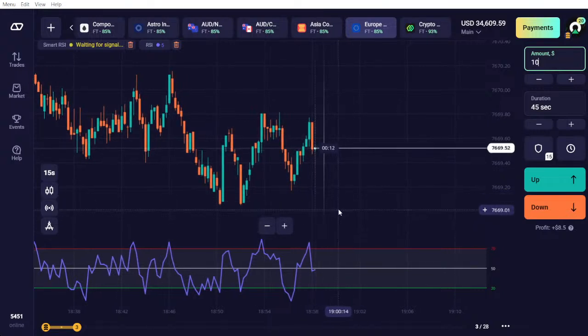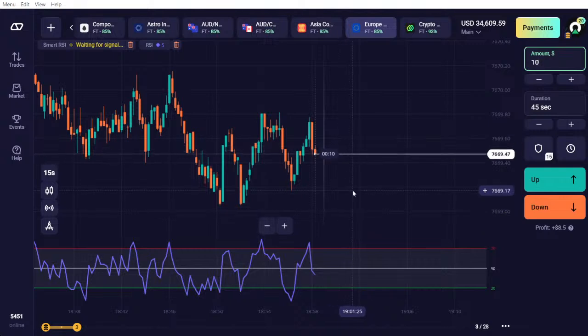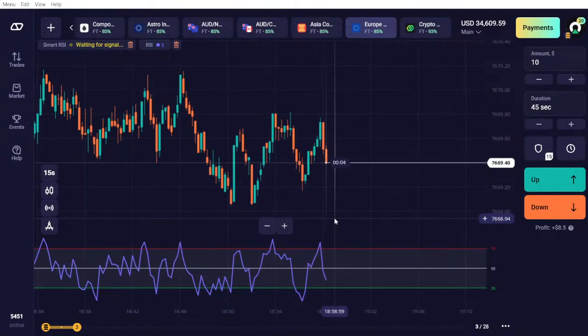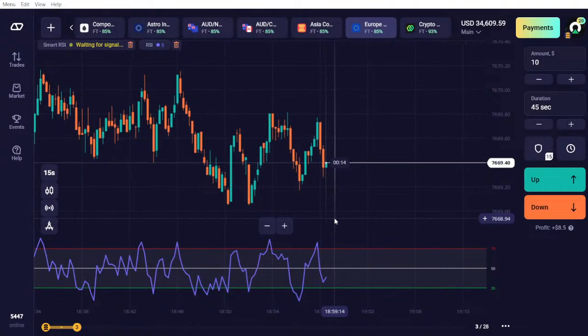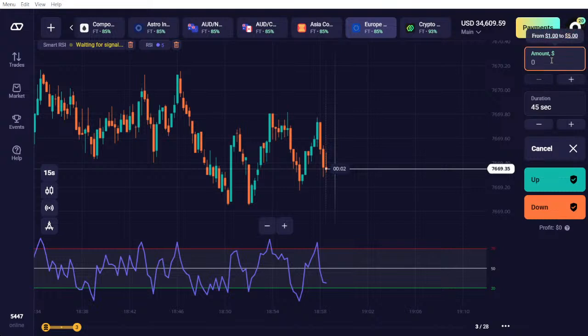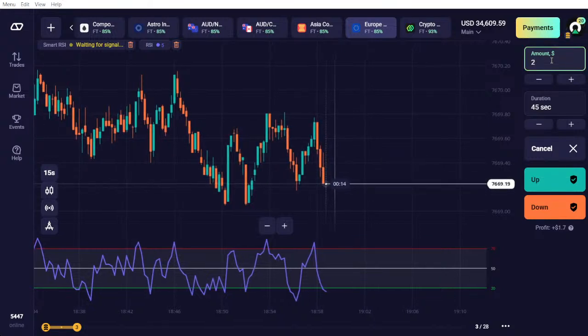Second thing: you can't divide it into small parts. Say you have a risk-free trade for $5 and you want to open 5 different trades, each worth $1, and apply one RFT on all of them. That is not possible, guys. Once you click on this RFT, the same amount will be appointed to take the trade. But if you decrease the trade amount and the trade goes negative, you will get a refund of $2 only, and if the trade is positive, you will get the profit on $2 only.